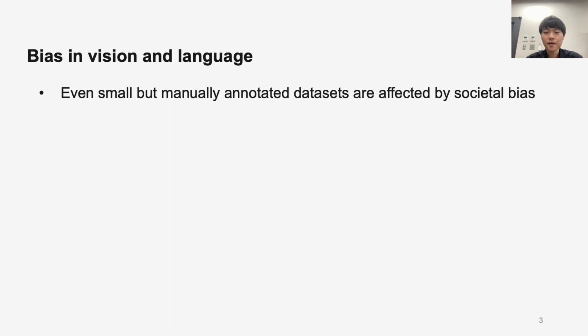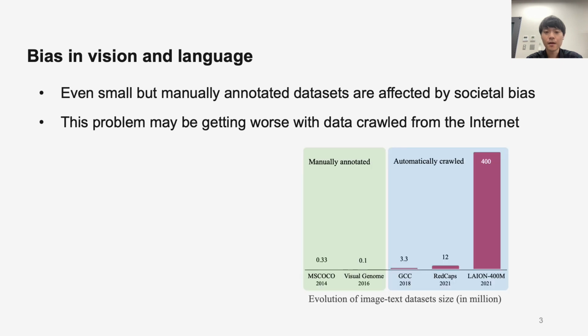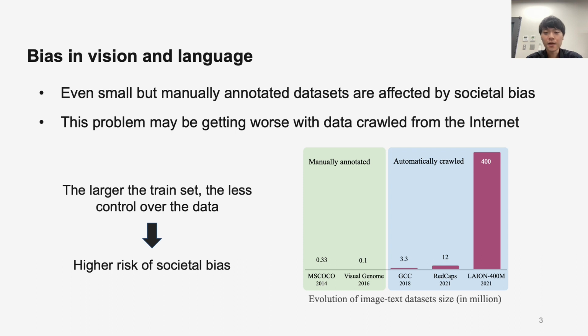It's known that even small but manually annotated datasets are affected by societal bias. And this problem may be getting worse with data crawled from the internet. These large and uncurated datasets simulate models being trained on hundreds of millions of samples. However, the larger the training set, the less control over the data, leading to a higher risk of societal bias.